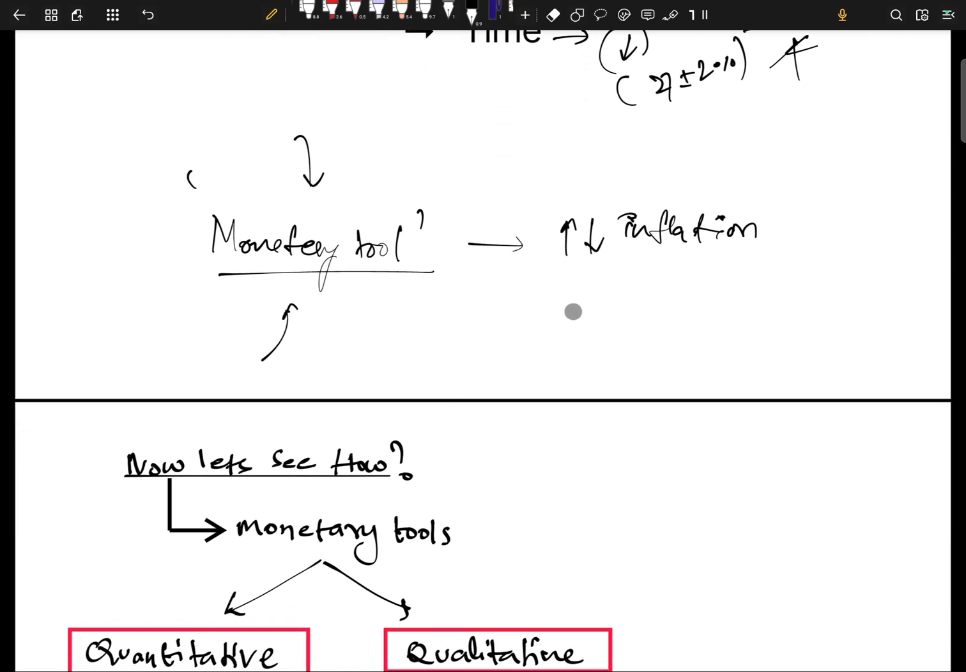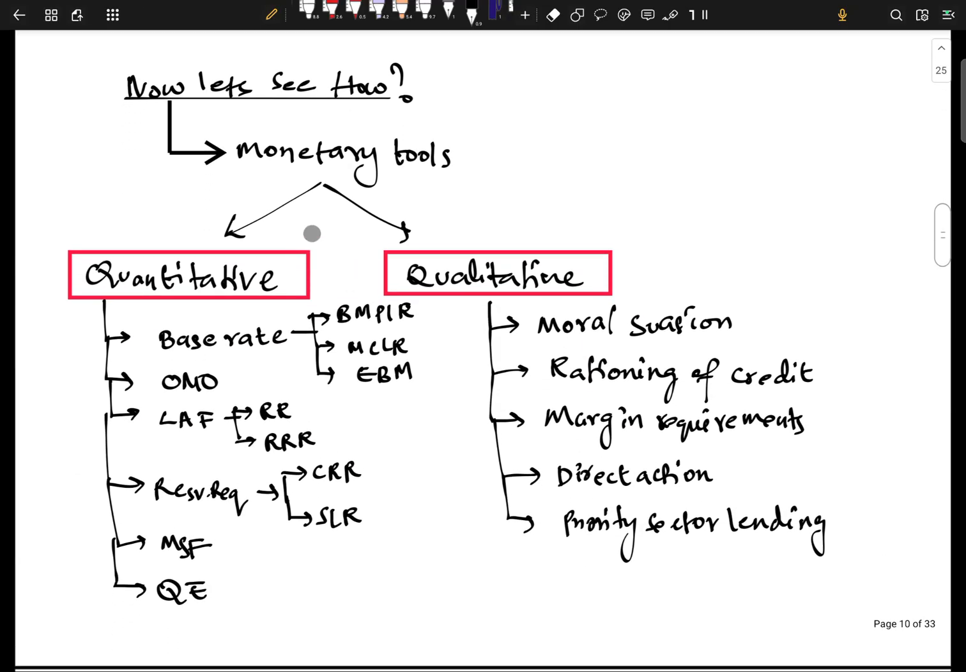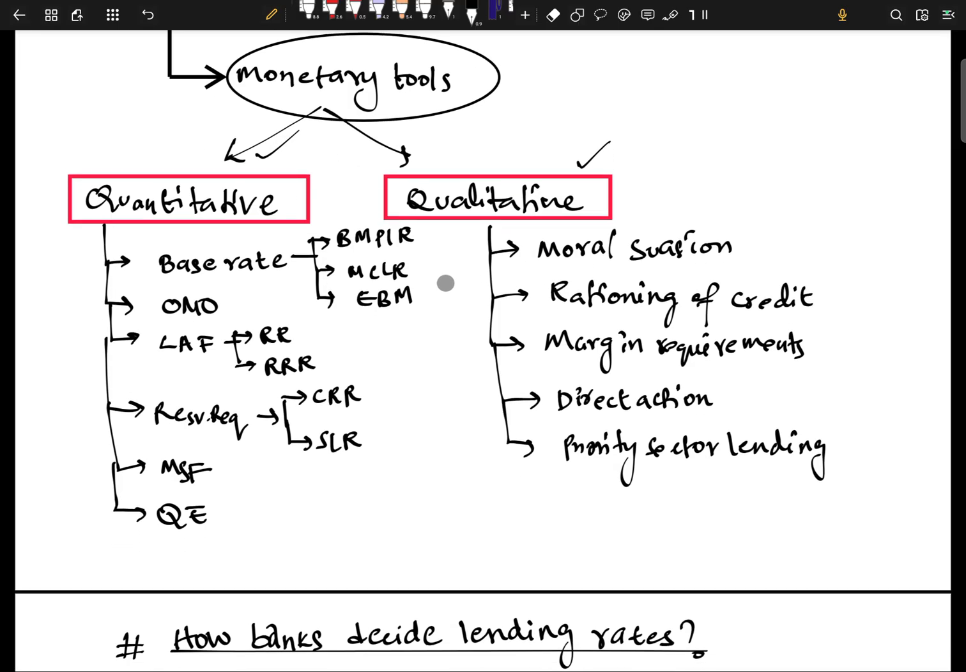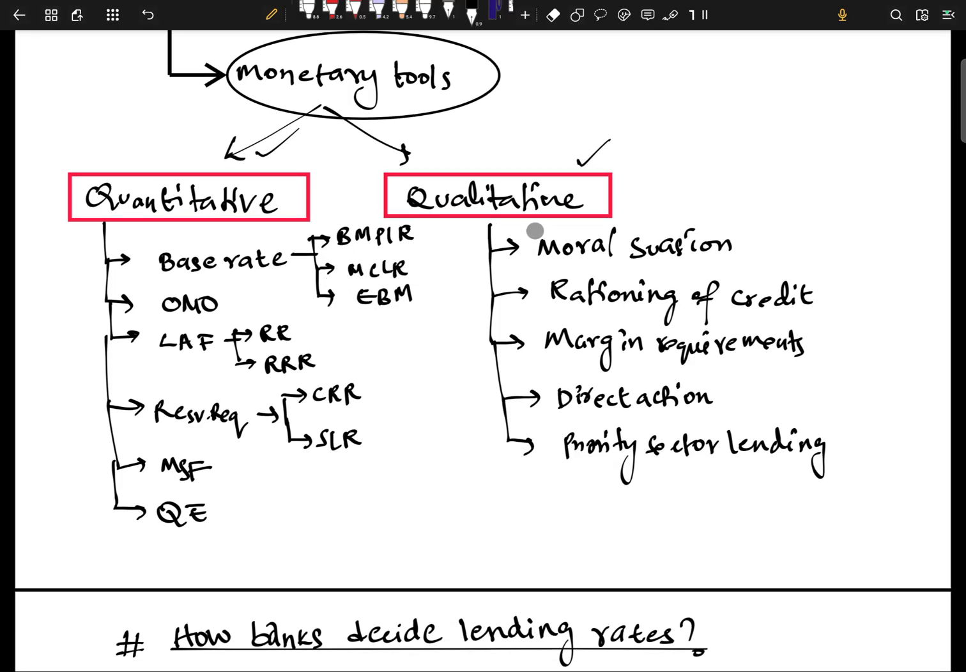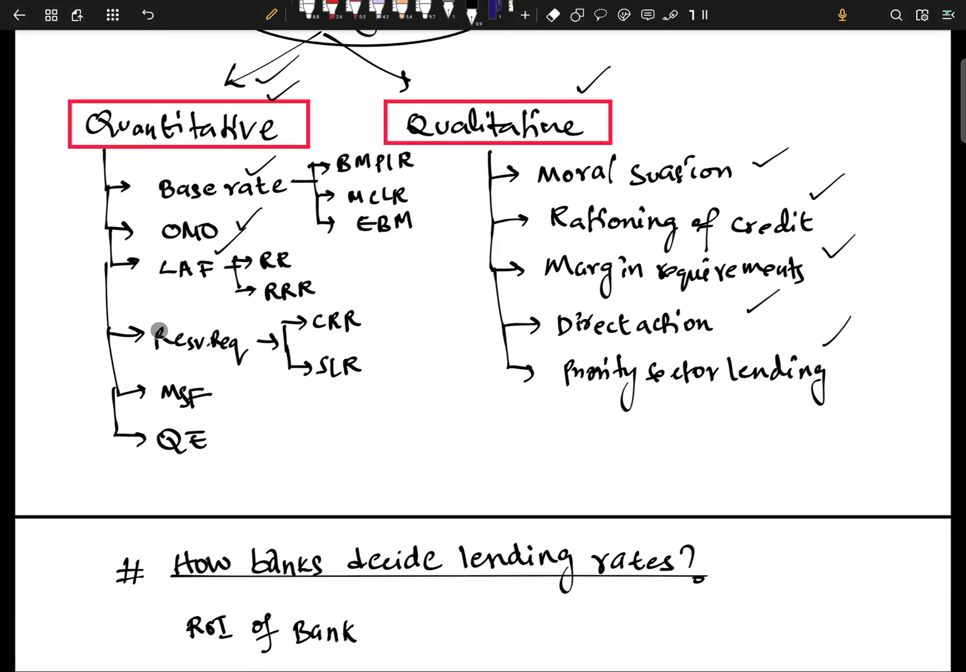So let's see what the monetary tools are. Monetary tools are basically divided into 2 types: one is qualitative and the other is quantitative. Within the qualitative tools, we see moral suasion, rationing of credit, direct action, margin requirements, and priority sector lending. And within the quantitative monetary tools, we see the base rate, open market operations, liquidity adjustment facilities, reserve requirements, and so on and so forth.